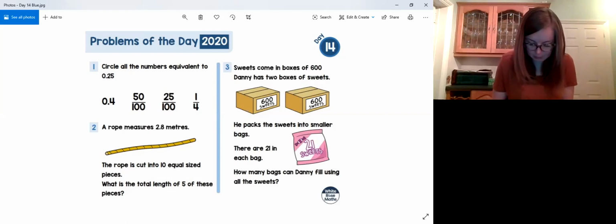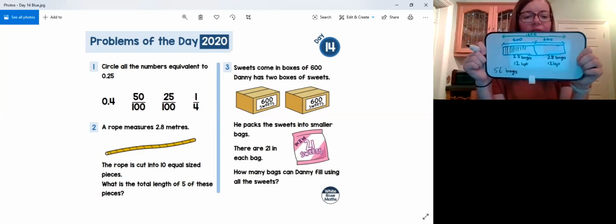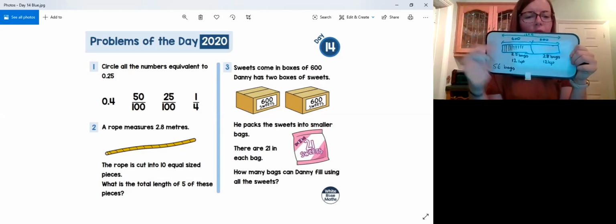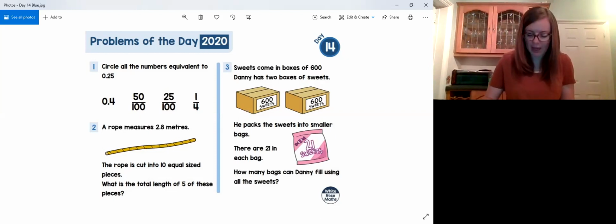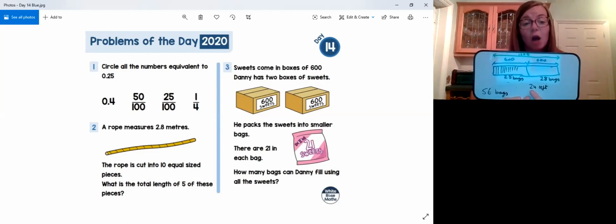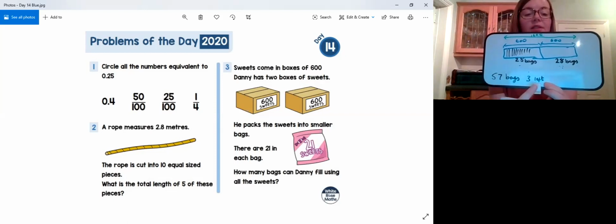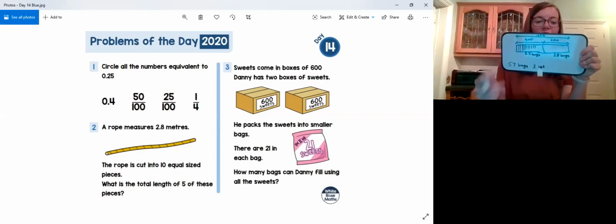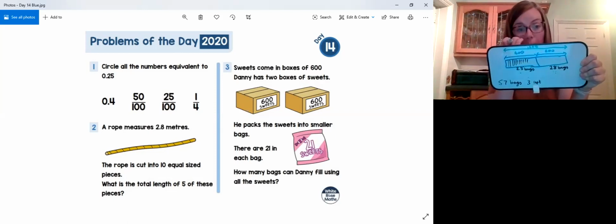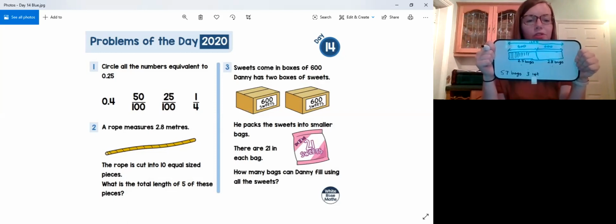So I filled 56 bags, but I have 12 sweets left from this box and 12 sweets left from this box. How many sweets do I have left altogether? Well, 12 plus 12 is 24 left. So if I have 24 left, and I can fit 21 in a bag, have I got enough to make another whole bag? I do. So I now have 57 bags, and because I've taken 21 of those 24, I only have 3 sweets left. So 57 bags, 3 sweets left. So it's all about figuring out how many groups of 21 we could make. But I wanted us to practice it using our mental maths of timesing by 10 or multiples of 10.